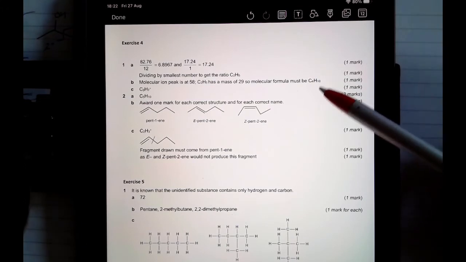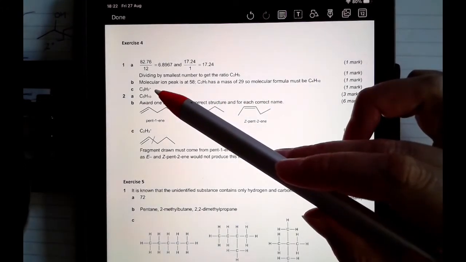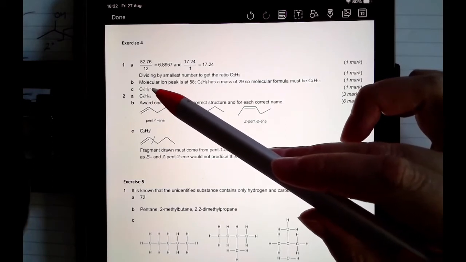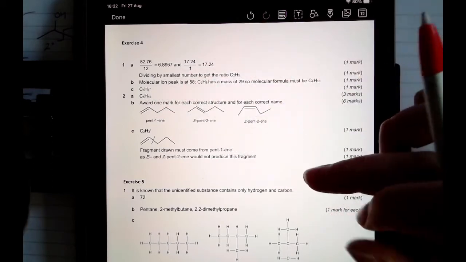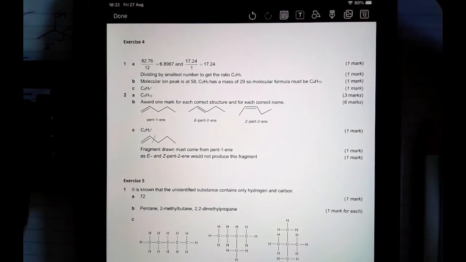Then they ask you for the peak labelled X. The peak labelled X has a mass of 43, and it's going to be C3H7, which we have seen a couple of times before. C3H7 at 43.